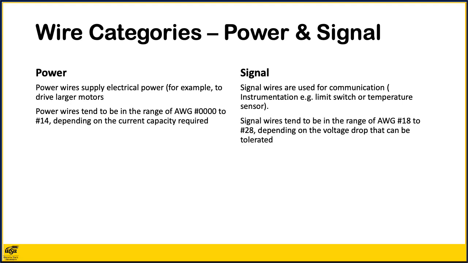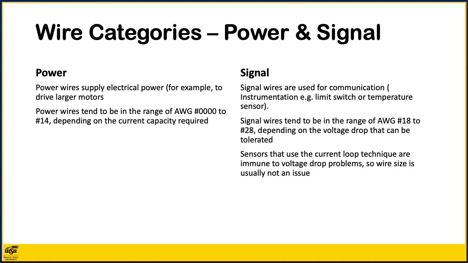Signal wires tend to be in the range of 18 gauge to 28 gauge, depending on the voltage drop that can be tolerated. As explained earlier in the chapter, sensors that use the current loop technique are immune to voltage drop problems, so wire size is usually not an issue. However, sensors that output a voltage signal have to be concerned with volt drops in the line.